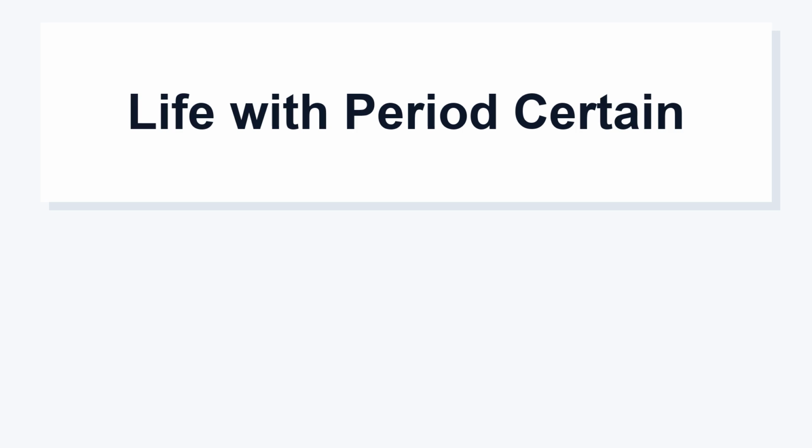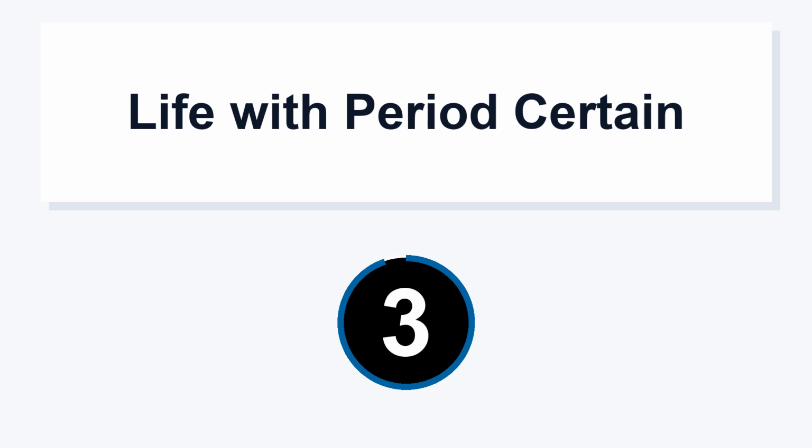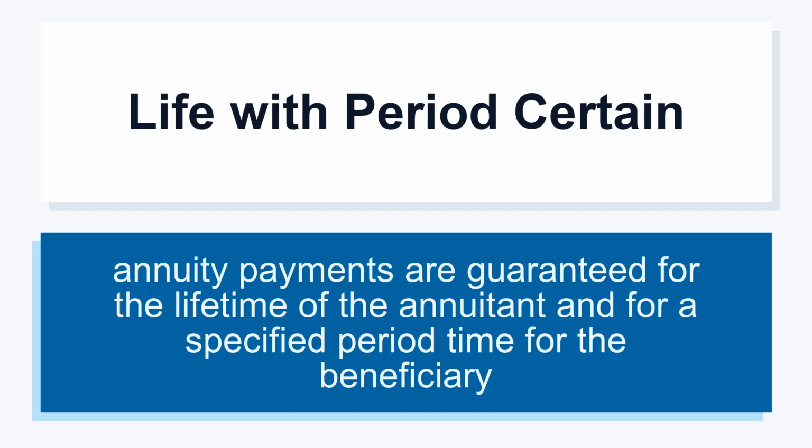Life with period certain. Annuity payments are guaranteed for the lifetime of the annuitant and for a specified period of time for the beneficiary.